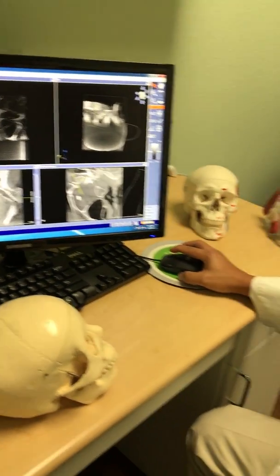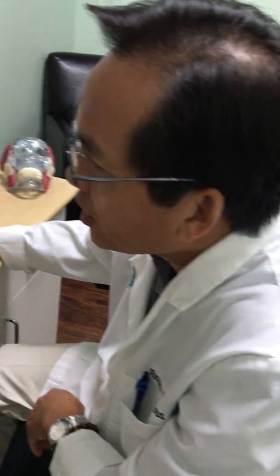Next, we're gonna show you under CT scan what an abnormal TMJ would look like.